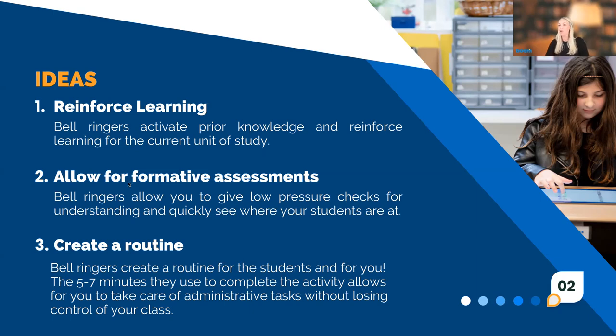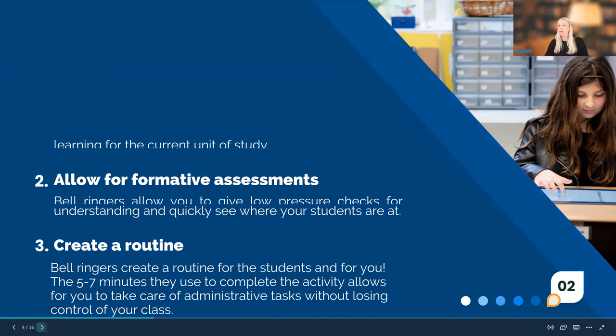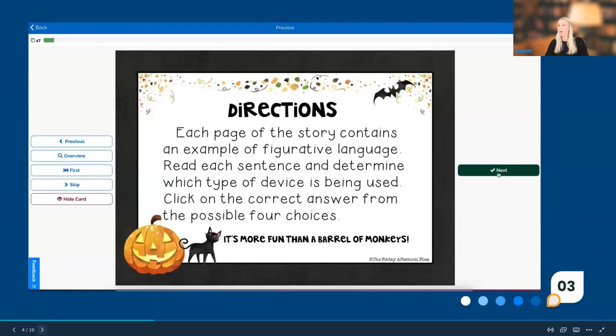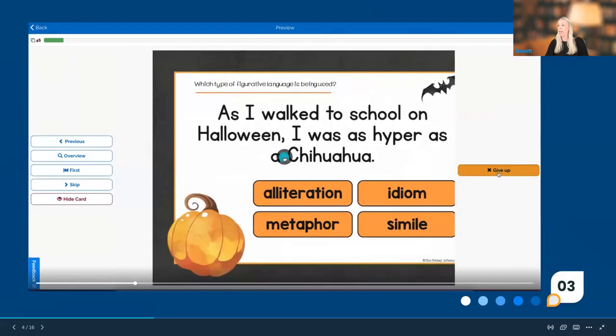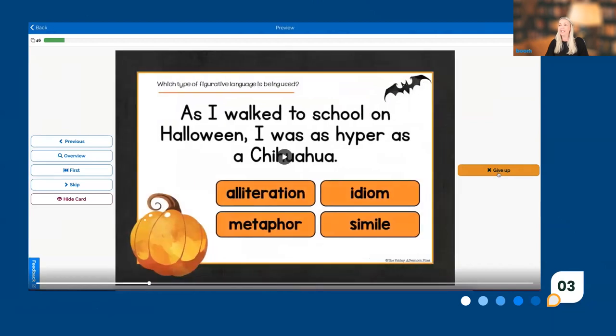So I wanted to give you guys a quick example of the bell ringer. Before I let it play, this one is just a figurative language Halloween themed story where the students will read a story, and in it, they're going to pick out the figurative language that they see in each sentence. So we'll let this play a minute.